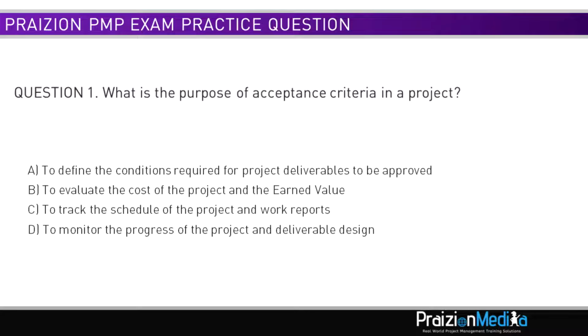Question 1. What is the purpose of acceptance criteria in a project? A. To define the conditions required for project deliverables to be approved. B. To evaluate the cost of the project and the earned value. C. To track the schedule of the project and work reports. D. To monitor the progress of the project and deliverable design.